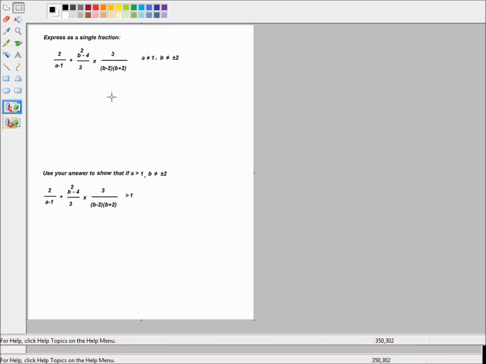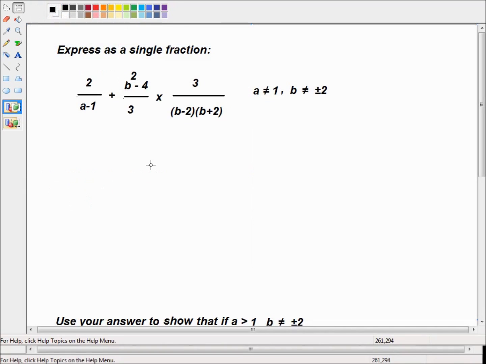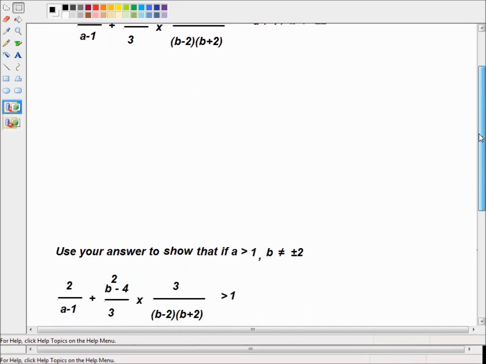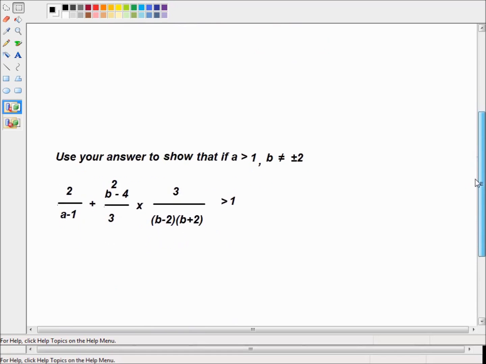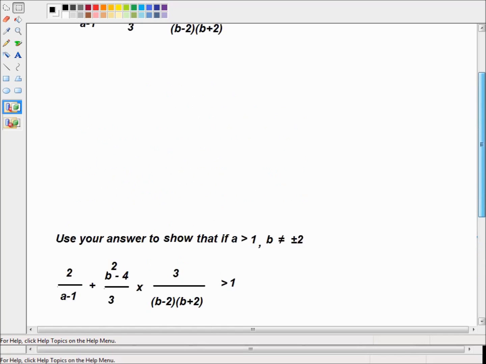Okay then, so how did you get on with that? Let's just return this to the normal size so I can see what I'm doing. Alright, so it says express as a single fraction 2 over a minus 1 plus b squared minus 4 over 3 times 3 over b minus 2 into b plus 2, given that a is not equal to 1 and b is not equal to plus or minus 2. And then it goes on to say, use your answer to show that if a is greater than 1 and b is not equal to plus or minus 2, that all of that ugliness is greater than 1.